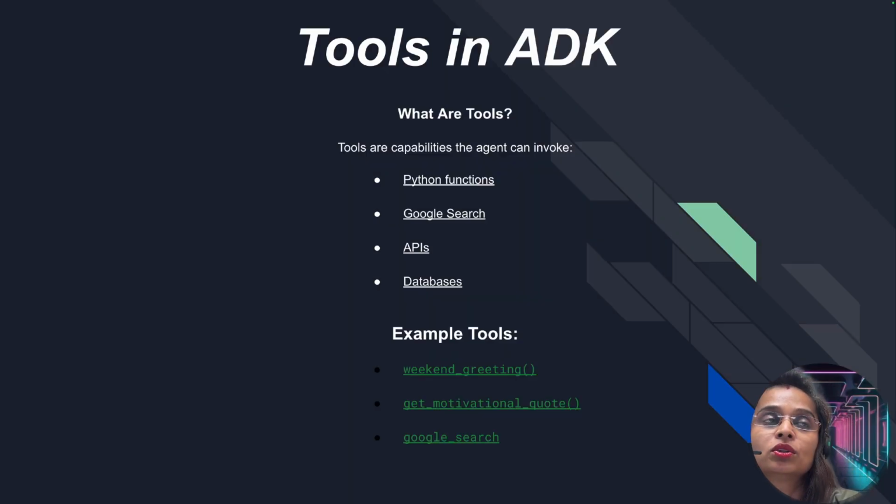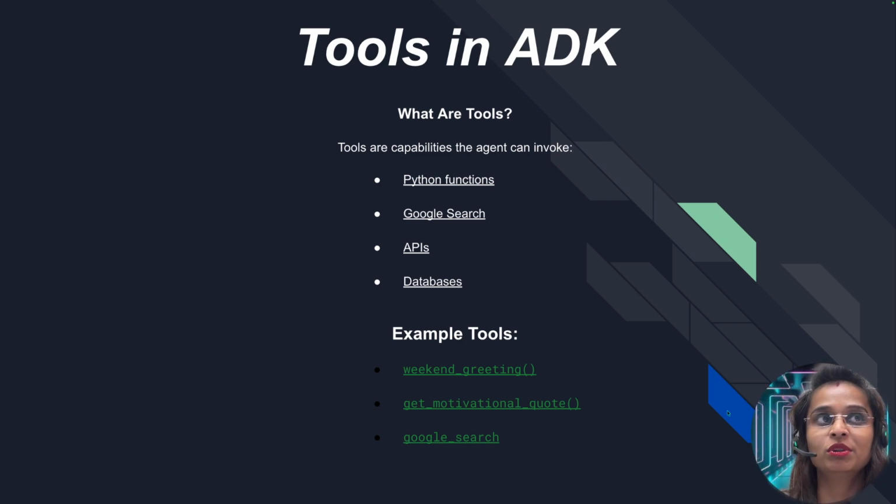So what are the tools that are available in ADK? The Python functions are the first type of tools, and the other tools are the inbuilt tools like Google Search, BigQuery, and we can also use the API tools and databases, and we can query them. The examples are these functions: weekend greetings, get motivational quotes, and Google Search. We can use these tools in our agent.py file. Going ahead, I'll show you the hands-on demo for this as well.